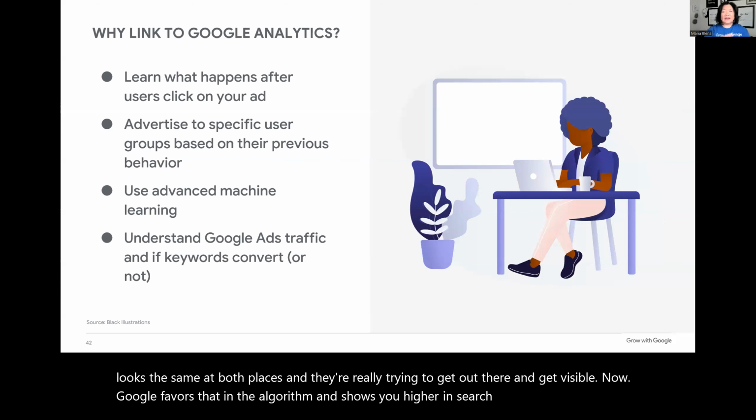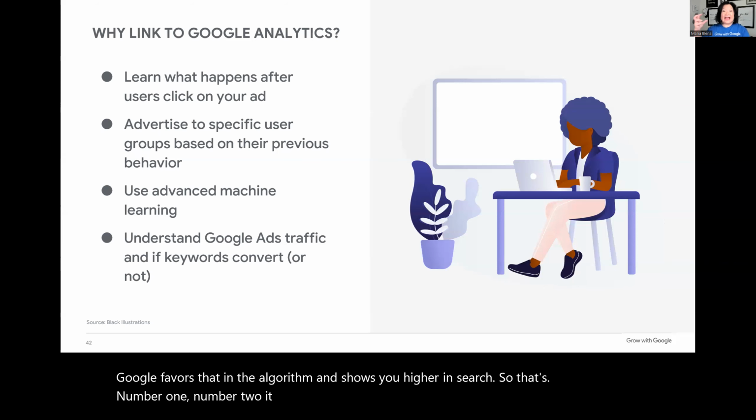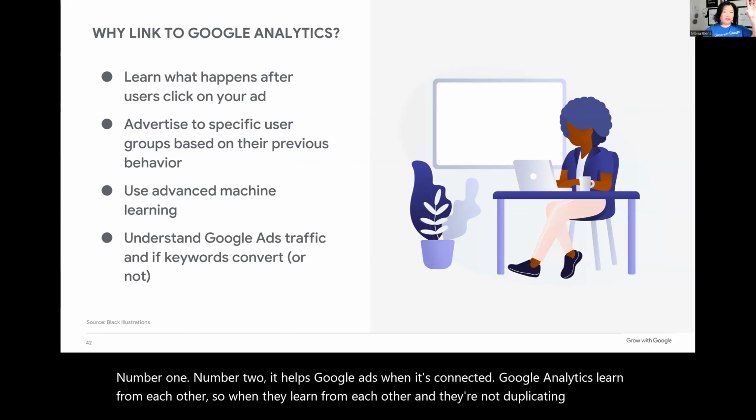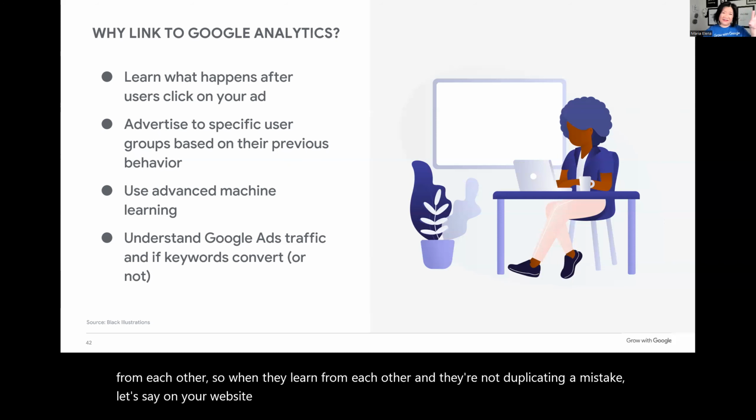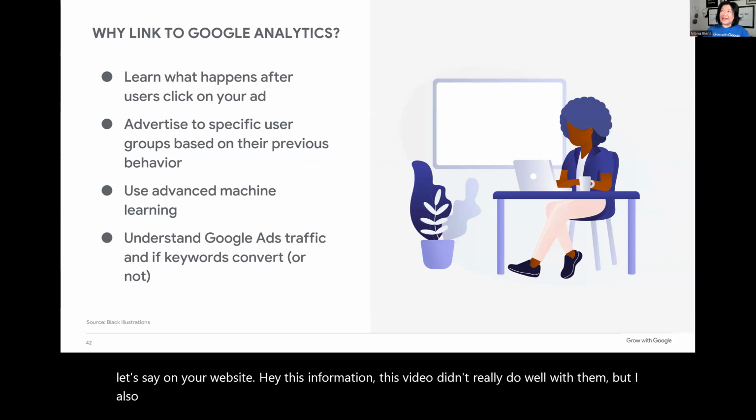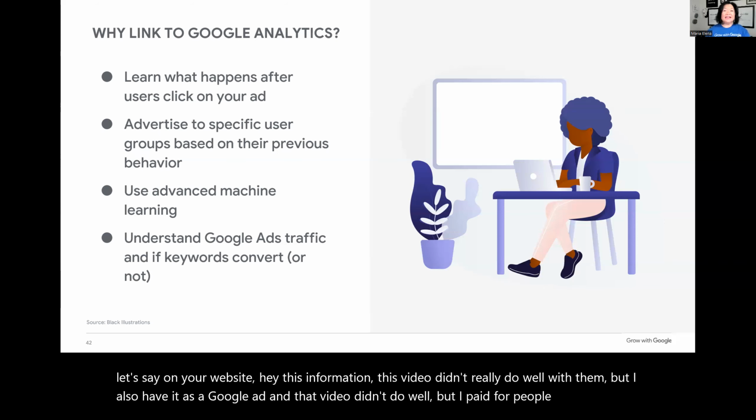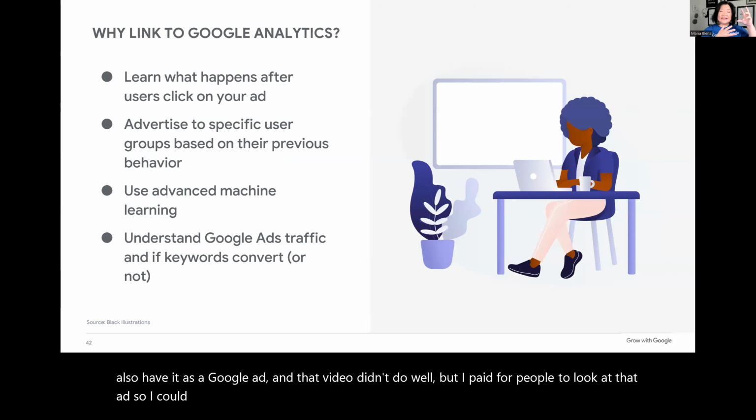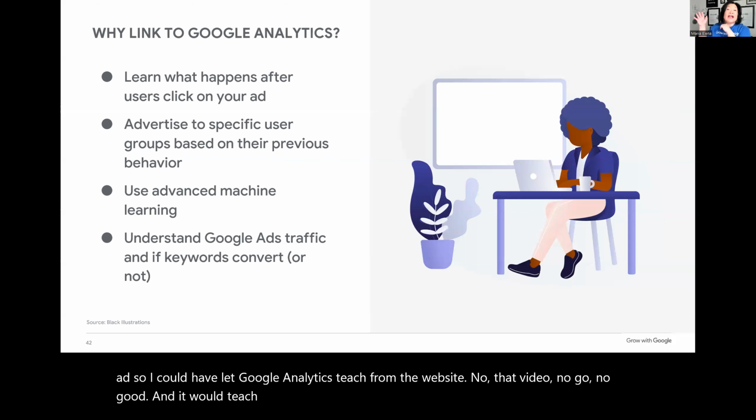So that's number one. Number two, when Google Ads is connected to Google Analytics, it helps them learn from each other. So you're not duplicating a mistake, let's say on your website. Say this video didn't really do well with them, but I also have it as a Google ad, and that video didn't do well, but I paid for people to look at that ad. So I could have let Google Analytics teach from the website, no, that video, no go, no good. And it would teach Google Ads that, so Google Ads wouldn't show it.